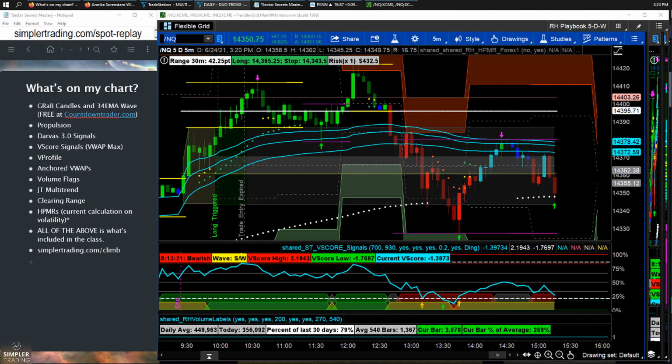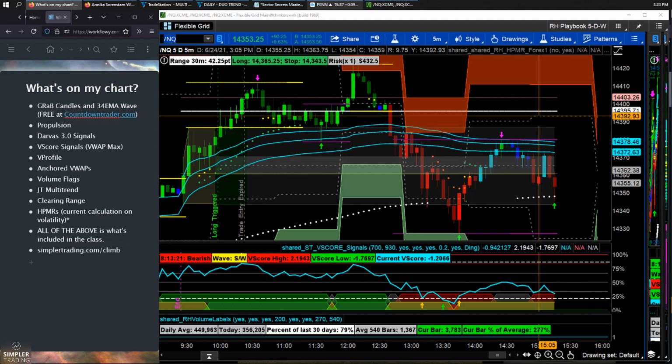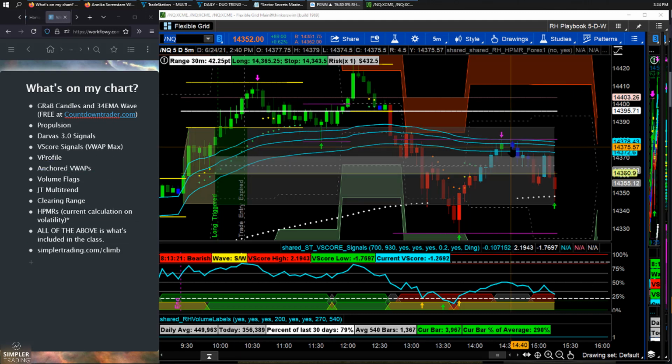All right, moving on to, and by the way, the V profile is part of that package. That tool is on my screen, and what that shows is value area high, point of control, and value area low. Anchored VWAPs, those are these cyan lines cutting across the screen, really important. Think of it as a volume-based moving average. Really important, very powerful.